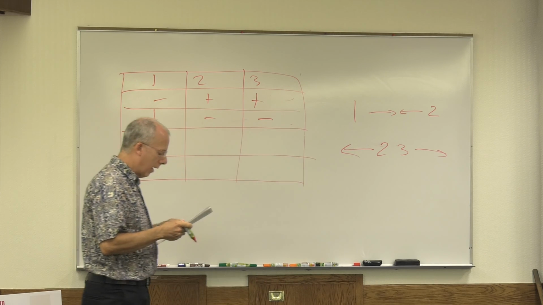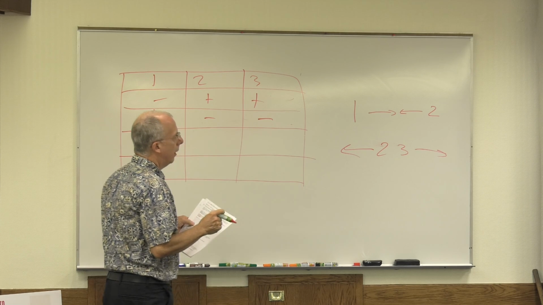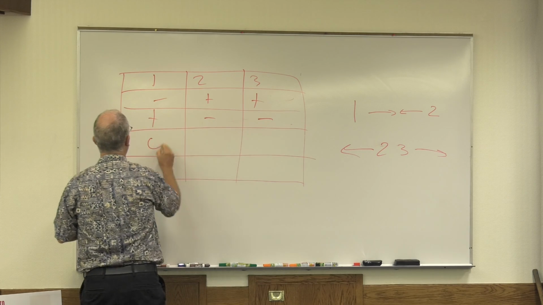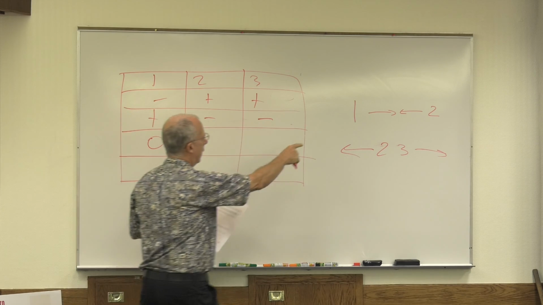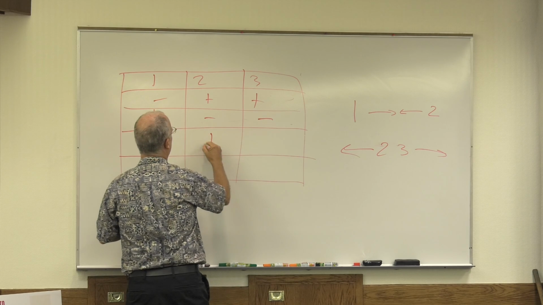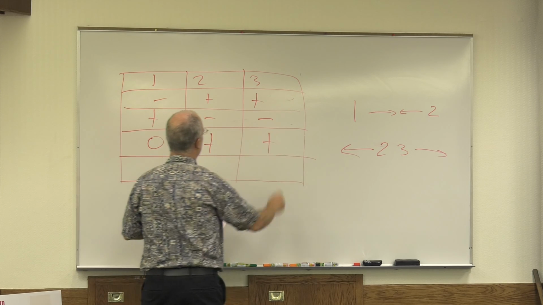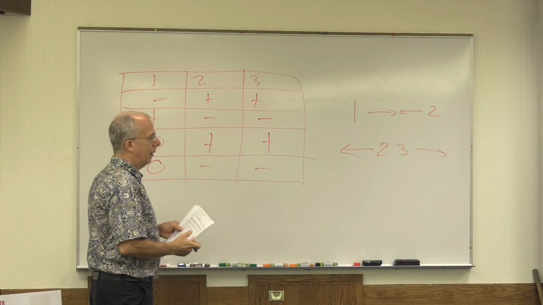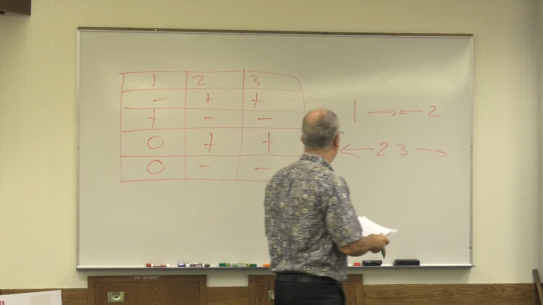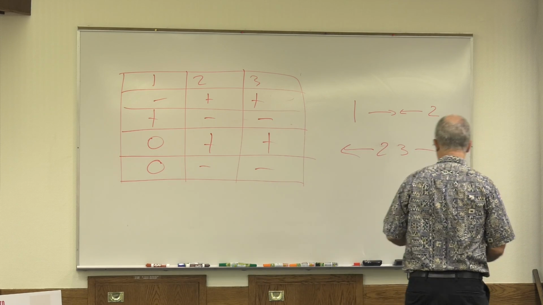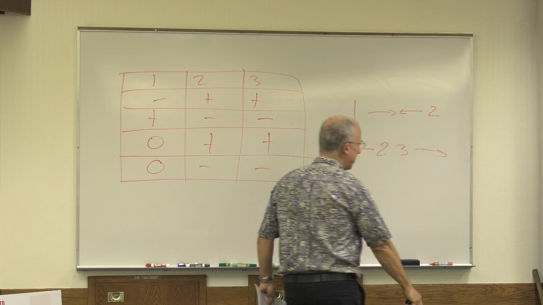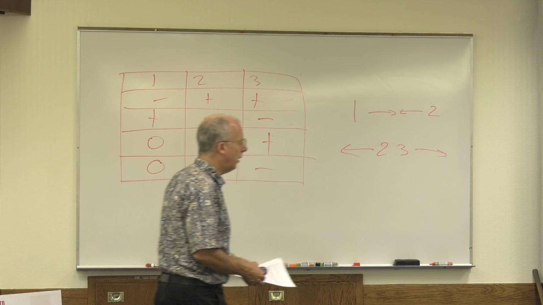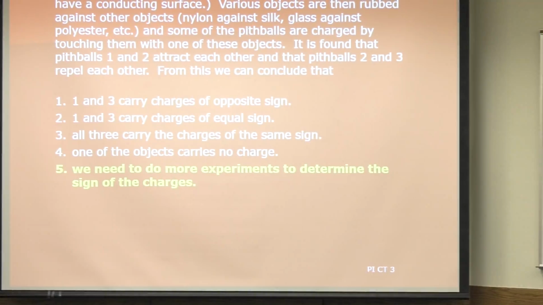All right, that's fine. But wait a second. These are large objects, right? They're not neutrons. So this could actually be neutral, right? 1 could be neutral and be attracted to 2. But 2 and 3 repel, so that's that. Or we could do it the other way, right? 0, minus, minus. All right, so what can we say? What's the answer? There's all sorts of different possibilities, right? We can't answer the question, all right? We need to do more experiments, right?